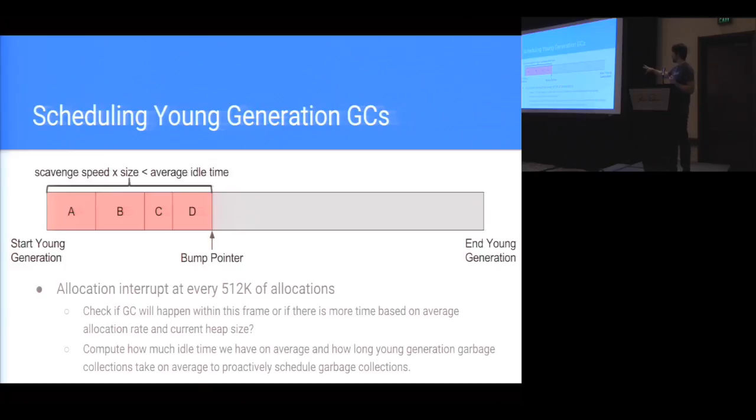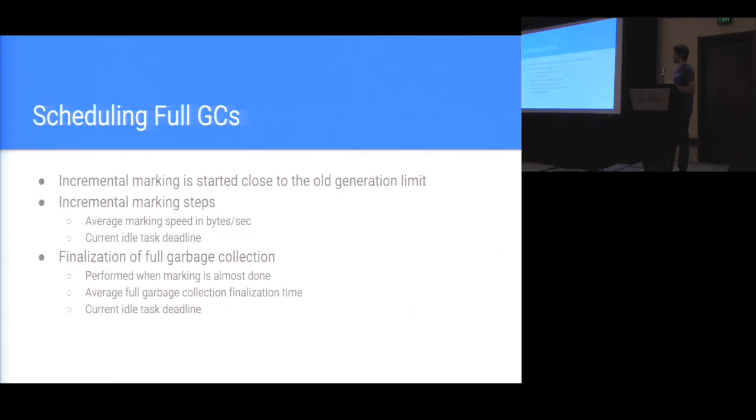The second property there is a growing strategy for the young generation, which tries to estimate based on the previous scavenging speed and on the actual size and on the average idle time we continuously get from the scheduler. It tries to proactively do a scavenge if it sees that a big enough young generation will result in longer pause times. For a full garbage collection, it's a little different.